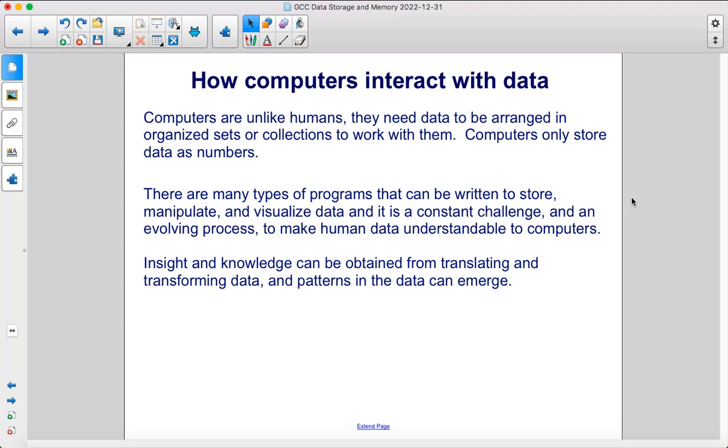There are many types of programs that can be written to store, manipulate, and visualize data, and it is a constant challenge and an evolving process to make human data understandable to computers. Insight and knowledge can be obtained from translating and transforming data, and patterns in the data can emerge.